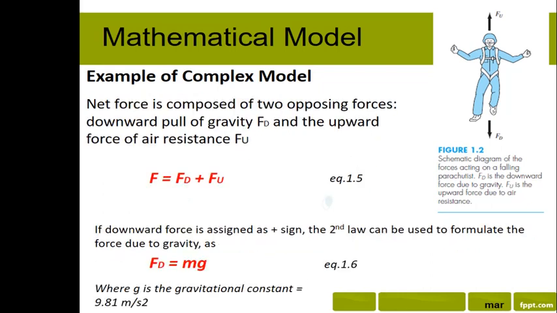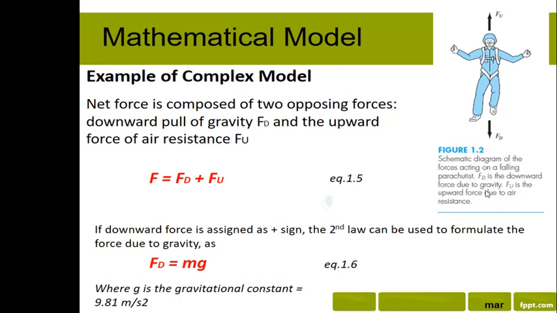So the net force is composed of two opposing forces. We have the downward and the upward forces. So this equation 1.5. So F is the net force. Then downward force is assigned as a positive sign.